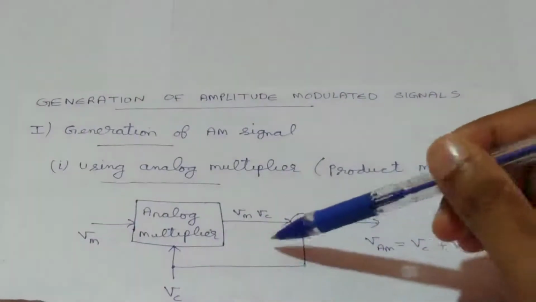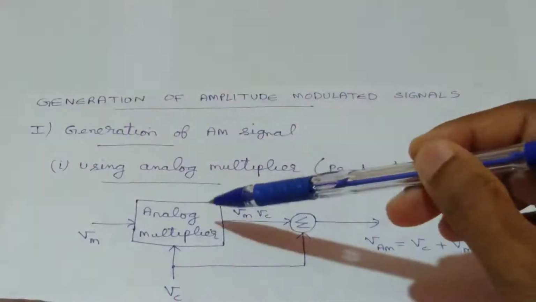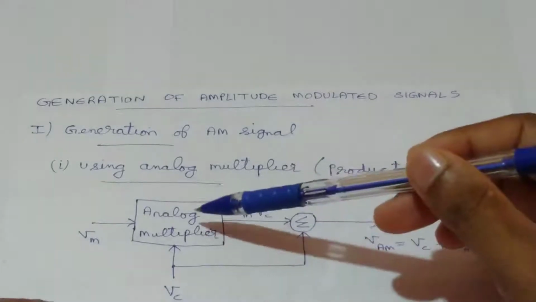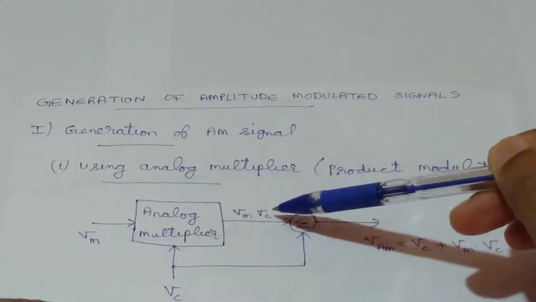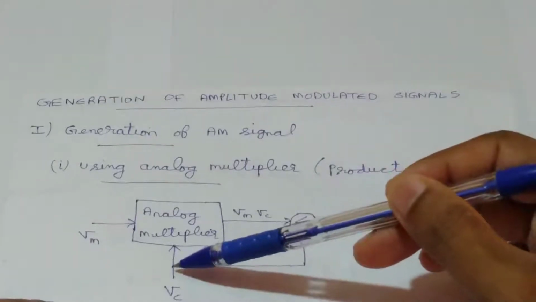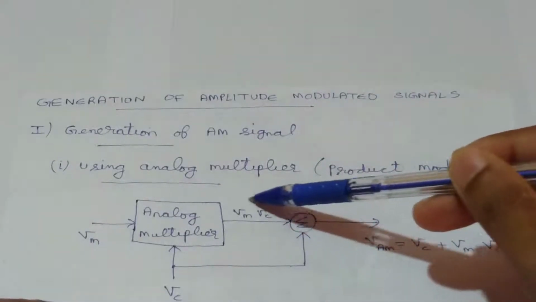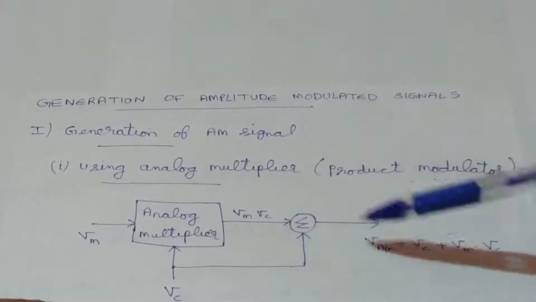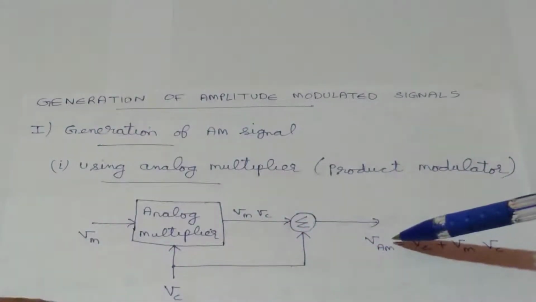And this is the simplest method for the generation of amplitude modulated signal, because here we are just using an analog multiplier and a summing junction. At the output of the analog multiplier, we will get the double sideband suppressed carrier signal, and we are just adding the carrier component to that double sideband suppressed carrier signal to get our required amplitude modulated signal.